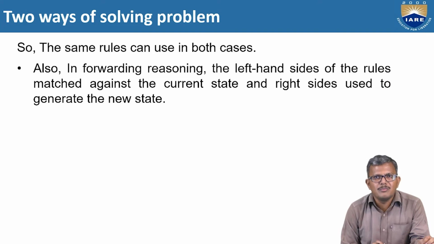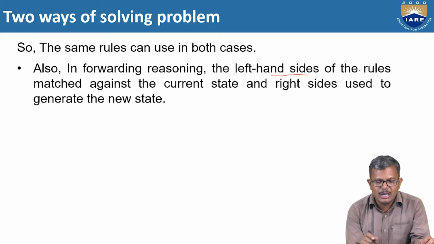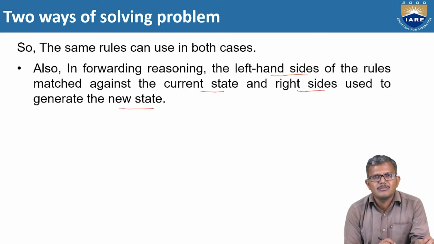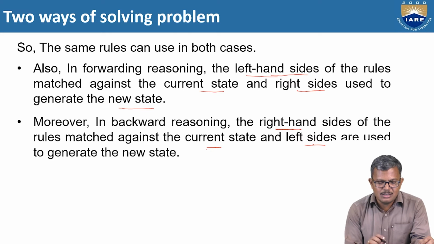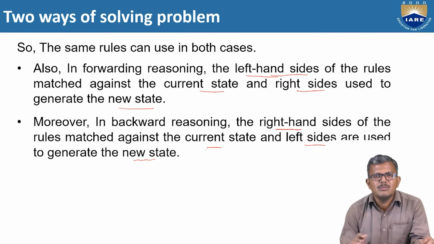So one way is here. This is the forward reasoning. That is the left hand side. We are going to consider the left hand side of the rule, and whenever it is matching to the current state, then we are going to consider the right hand side to generate the new state. This is in the forward reasoning. In the backward reasoning, it is reverse. In place of the left hand side, we are considering the right hand side. When the right hand side of the rule is matching to the current state, then we are moving towards the left side. Means the state which is at the left side becomes the new state for us. Why? Because it is a backward search.